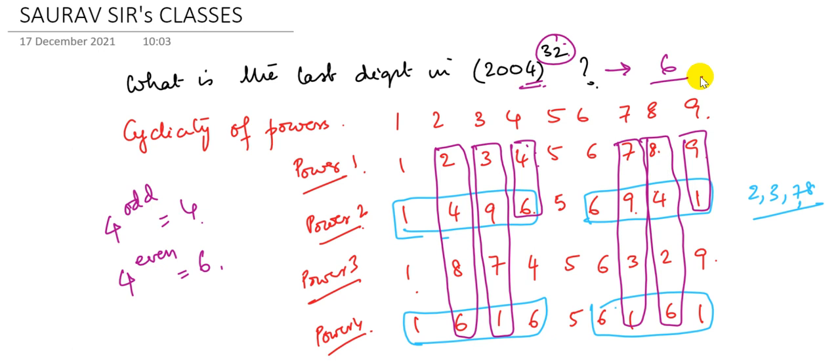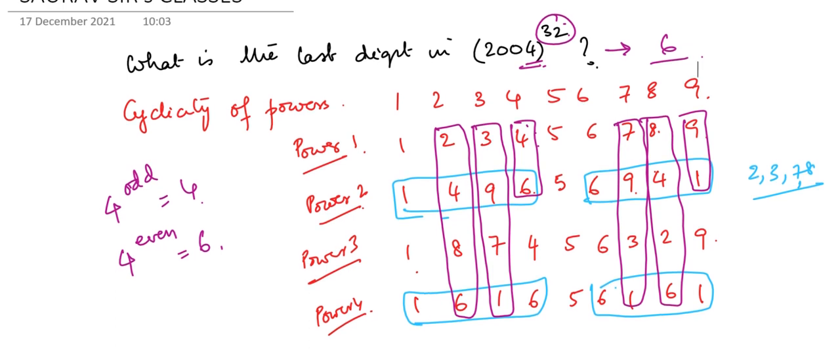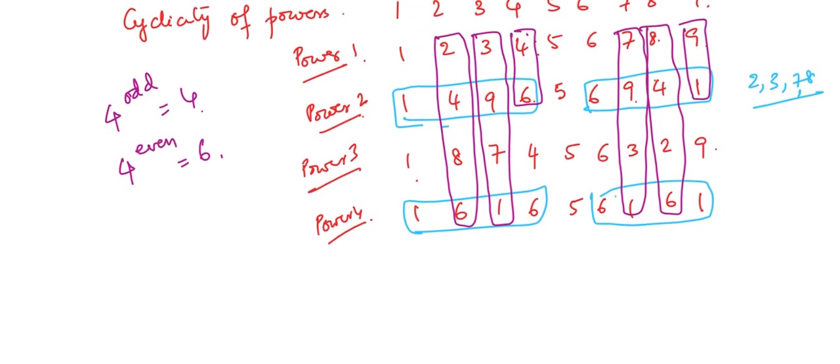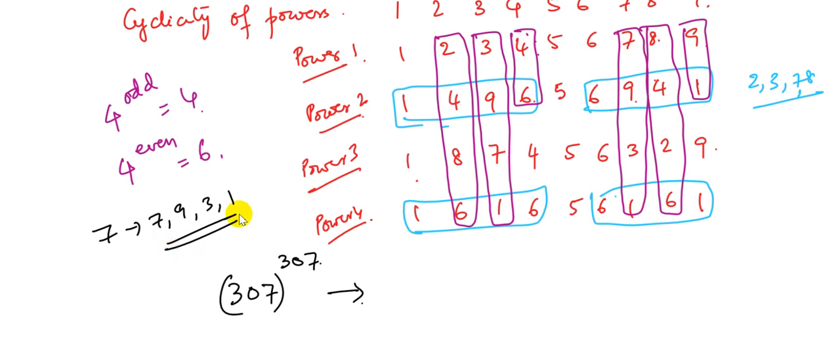Okay. Now suppose the number is 307 to the power 307. Now what would be the last digit here? Now look at the cyclicity of 7. 7931. This is how it will repeat.